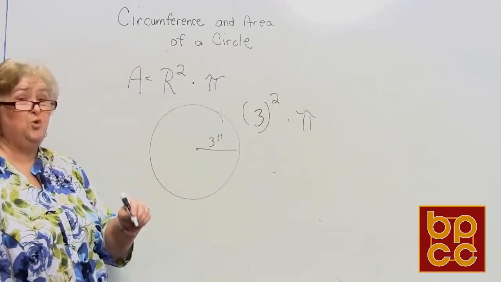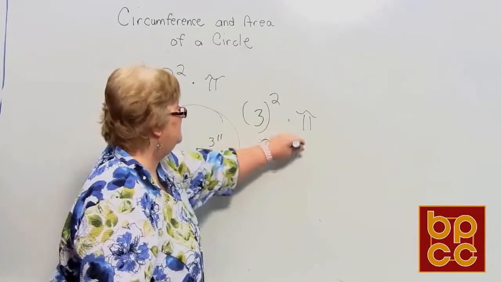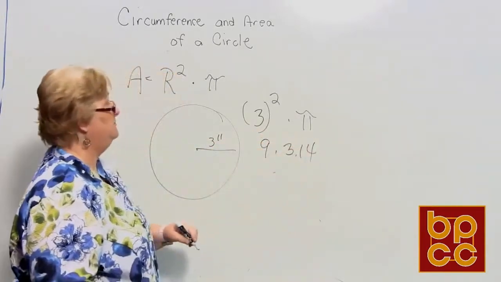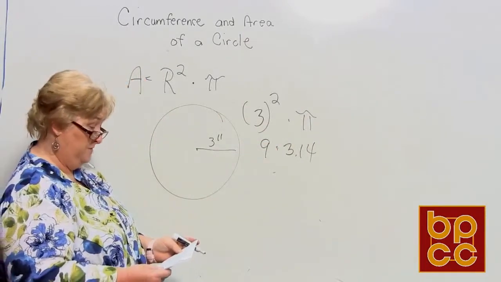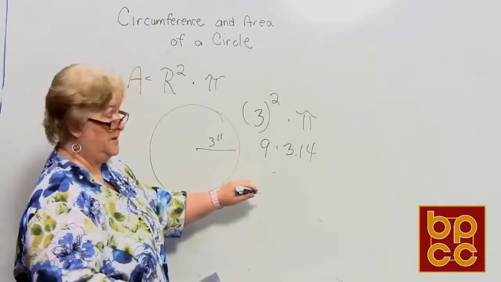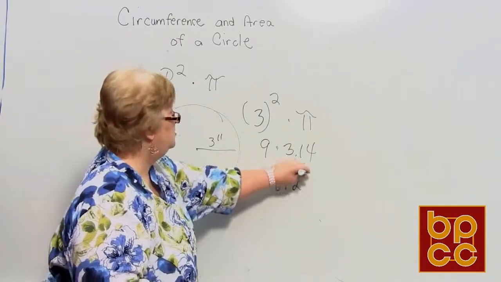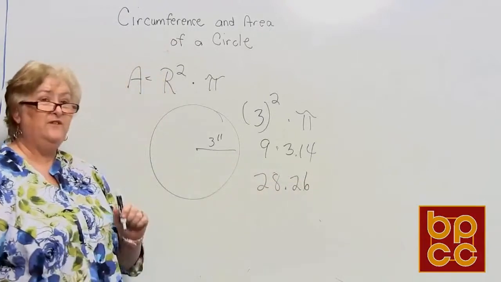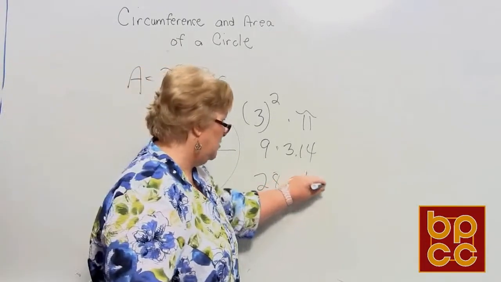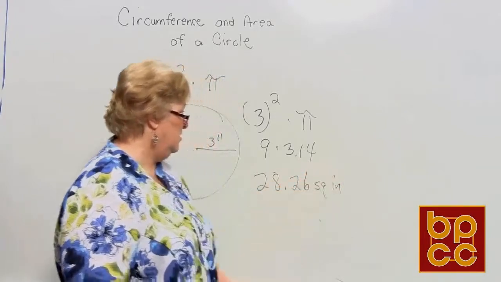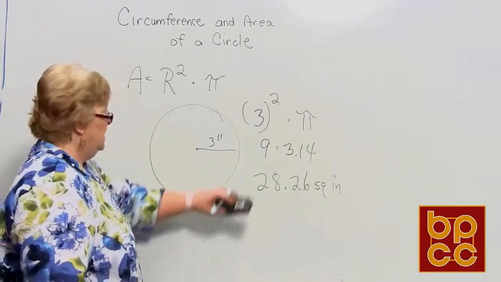So 3 squared is 9, and 9 times 3.14 will be, when you multiply, 28.26. But we've got to put square inches on there. So inches square or square inches. Okay? Let's try another one.